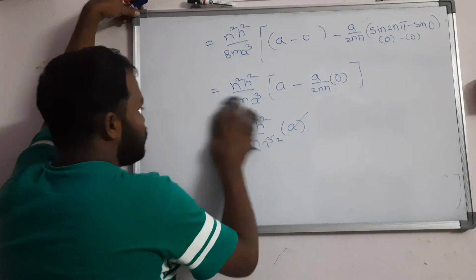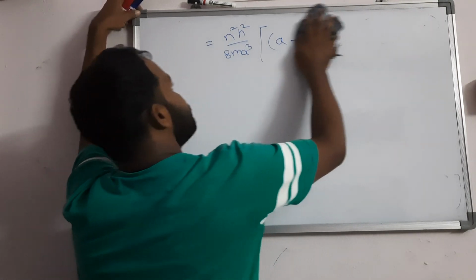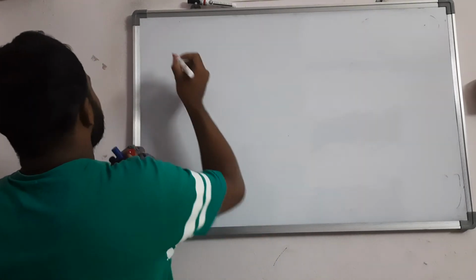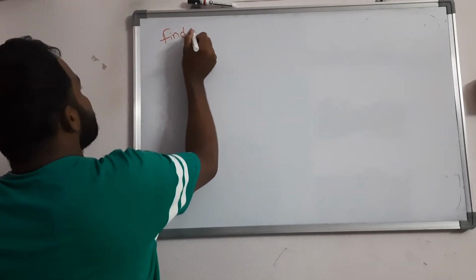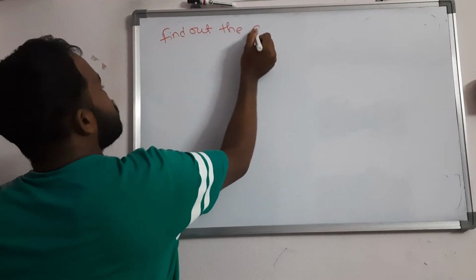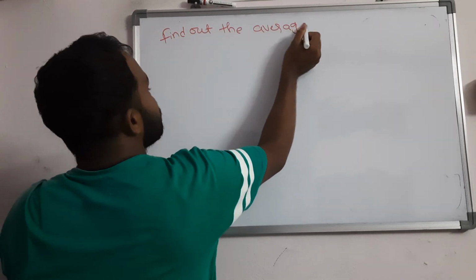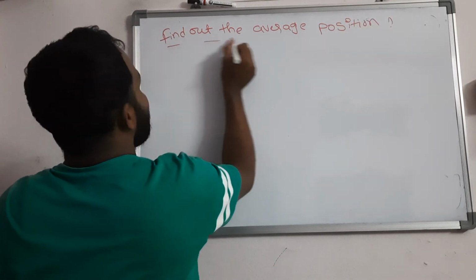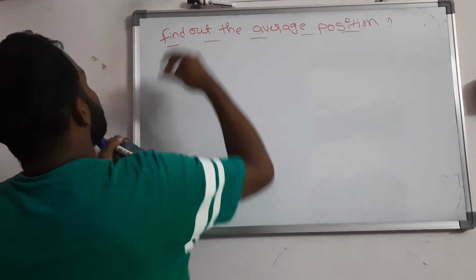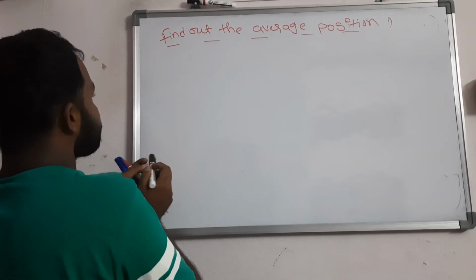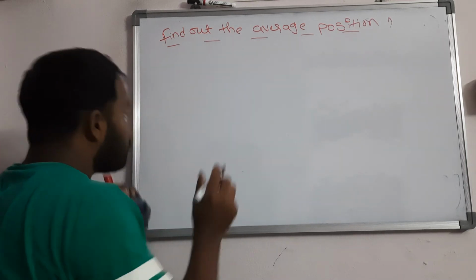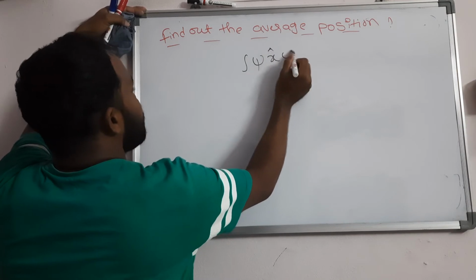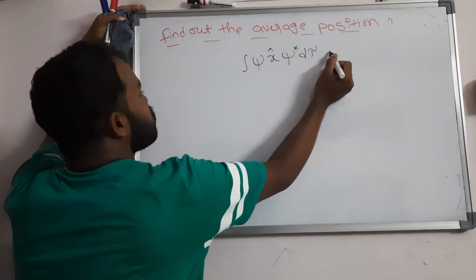Next, average position. You should write: find out the average position of a particle using the wave function. So average position means x, and you should prove that. It is the integration of psi star into x cap into psi into d tau. So you should prove the value.